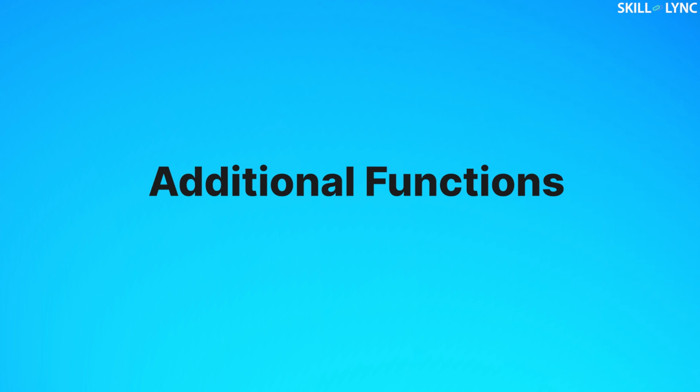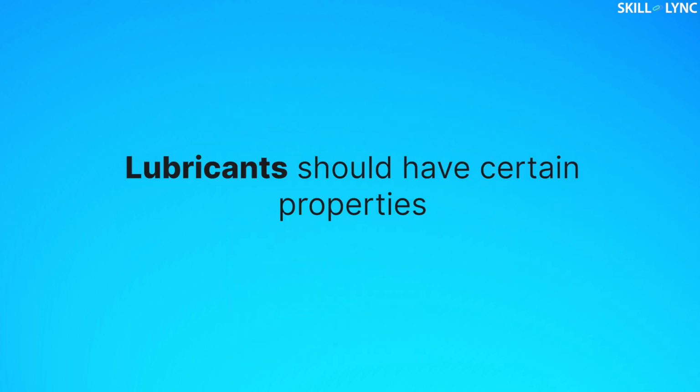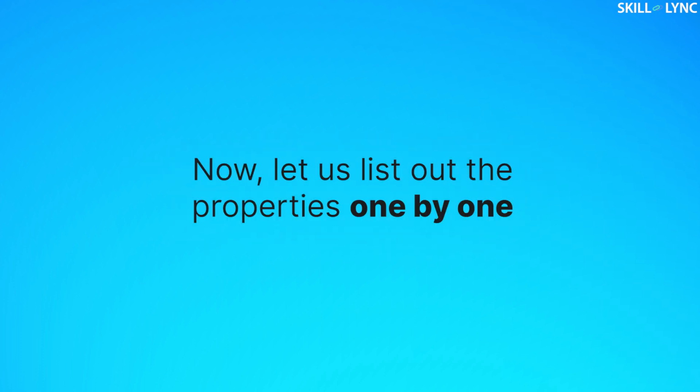Other than these, lubricants also have some additional functions. It acts as a sealing between piston rings and cylinder liners. It also cleans the engine surfaces. For achieving all these, the lubricants should possess certain properties. Now let us list out the properties one by one.